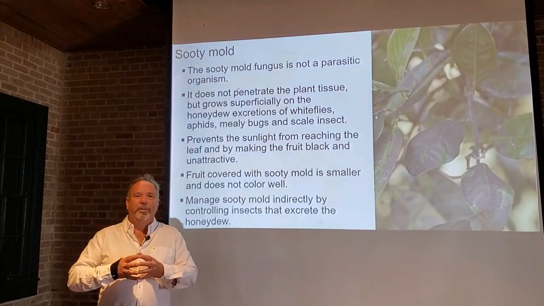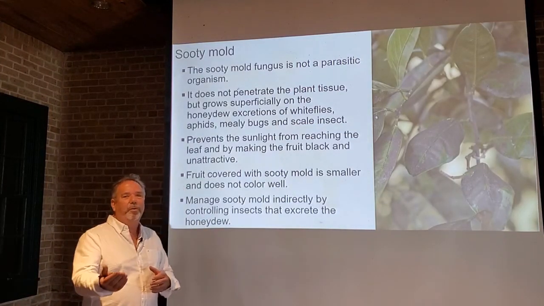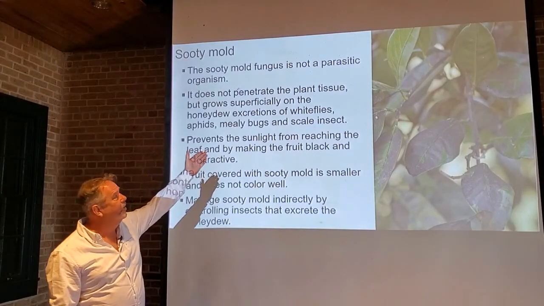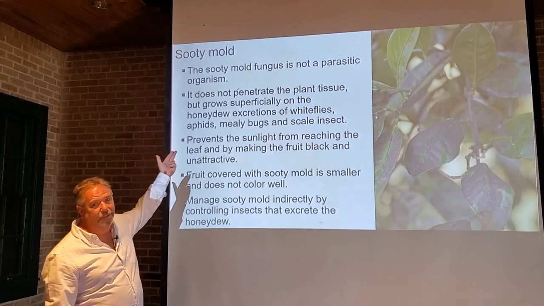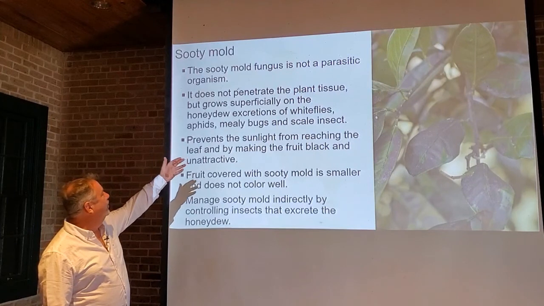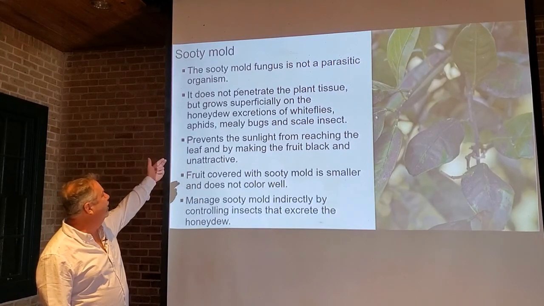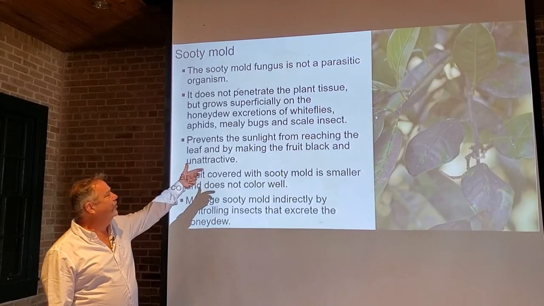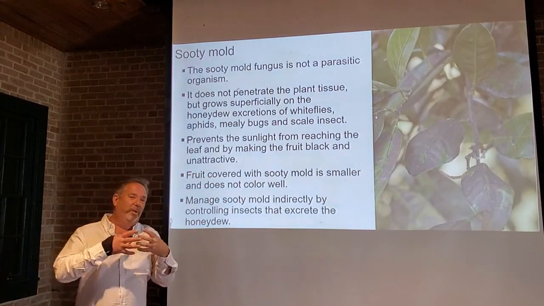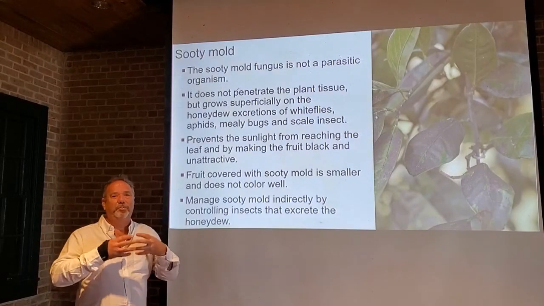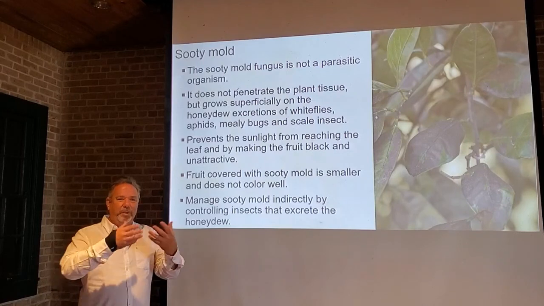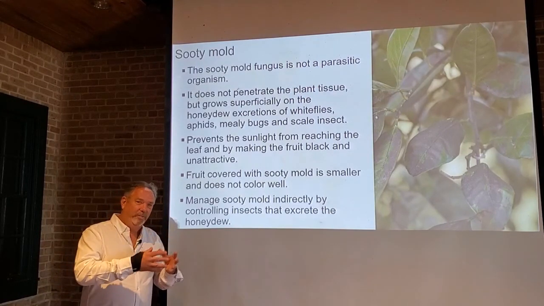Now, sooty mold is another thing that we see a lot of, and sooty mold is also not in itself a pathogen. Sooty mold is a fungus, but it's not parasitic to the tree. It's not a parasitic organism. So the sooty mold does not penetrate the plant tissue, but grows superficially on honeydew, excretions of whiteflies, aphids, mealybugs, and scale insects. So it's not a pathogen itself, it's just a fungus taking advantage of this sugary solution that is being excreted by the different other pests that are feeding on this tree.